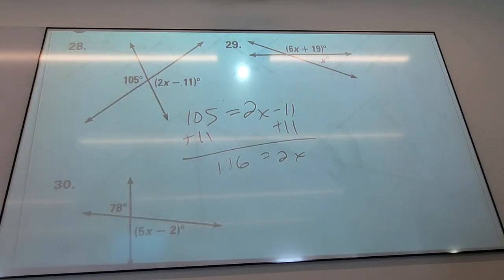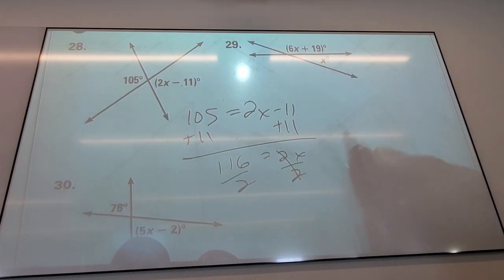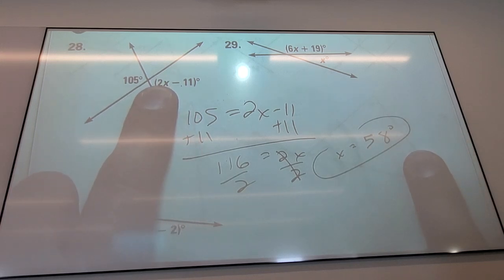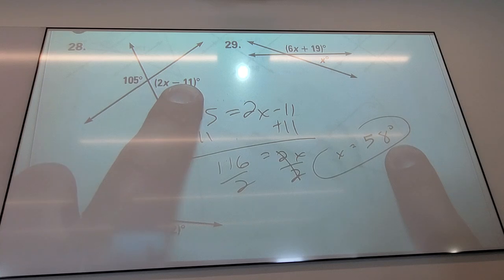And then the last level I have to get rid of is a 2, and of course what do I do with the 2? Divide by 2, because the operation is multiplication. And I end up with 58 degrees. And if you get that, you can check it. Twice 58 is 116, minus 11 is 105. Yay!